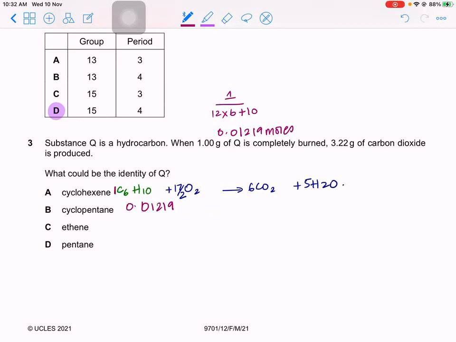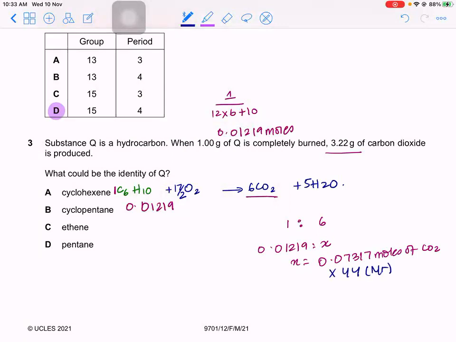Now, how many moles of carbon dioxide are produced? 6. The ratio is 1:6. So if this is 0.01219, how many moles would this be? X. And you find the moles which come out to be 0.07317 moles of carbon dioxide. And can I convert that to grams? How? Multiplying the moles by MR. And when you do that, you multiply this by 44, which is the MR of carbon dioxide. The mass of carbon dioxide comes out to be 3.219. So you can round that off to 3.22.